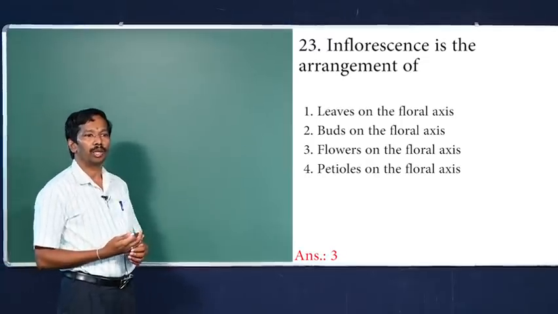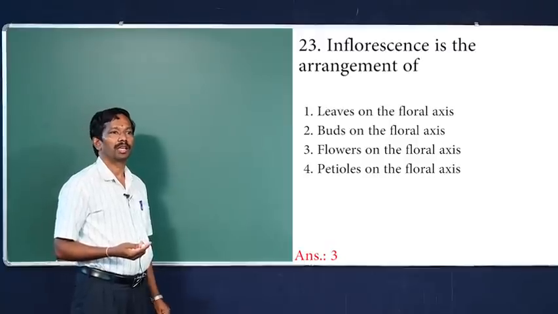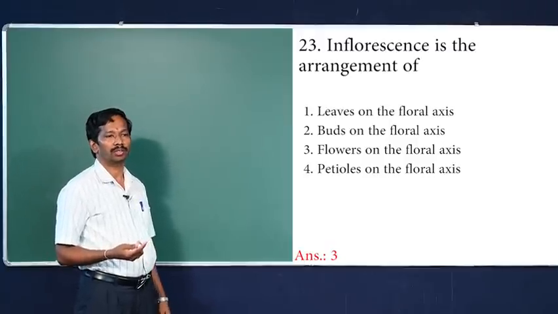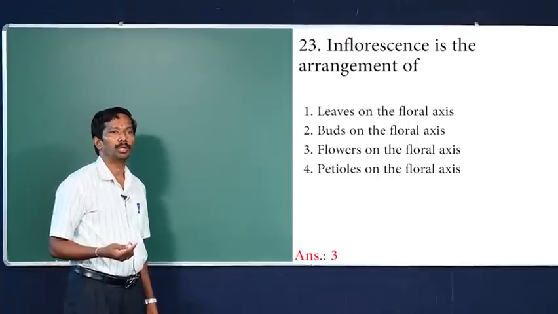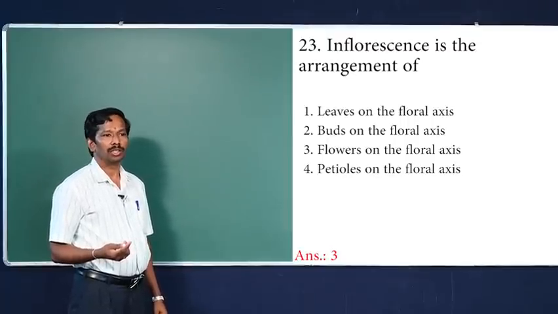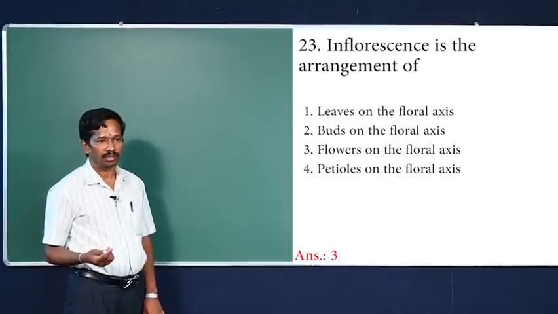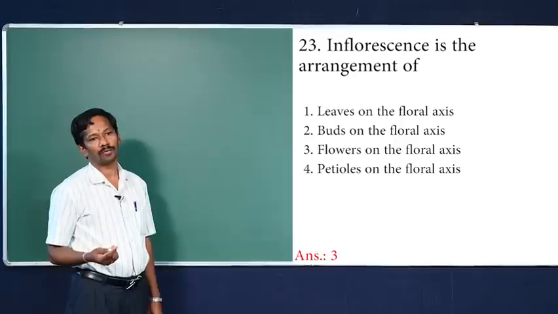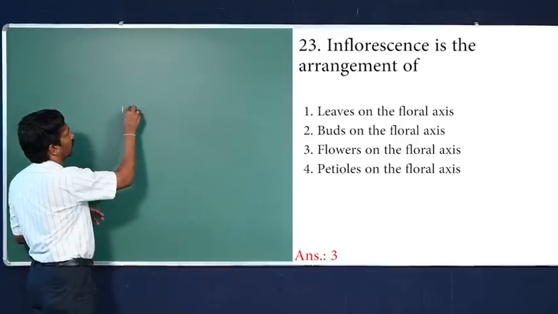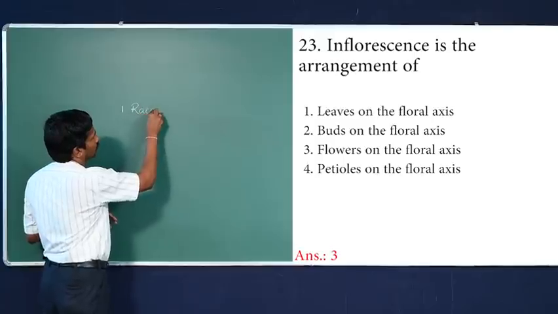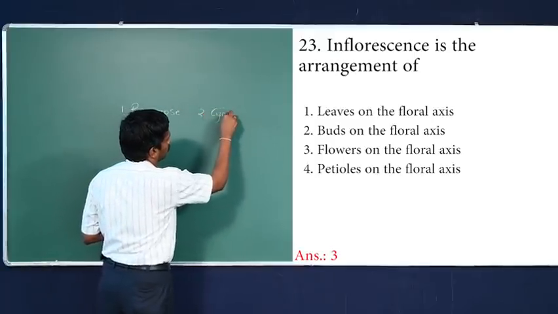Inflorescence is the arrangement of: option 1, leaves on the floral axis; second, buds on the floral axis; third, flowers on the floral axis; and fourth, petiole on the floral axis. Answer should be option 3, because whenever we say inflorescence, it is a collection of flower buds or flowers, and two types of inflorescence are present. One is called racemose and the second is called cymose.